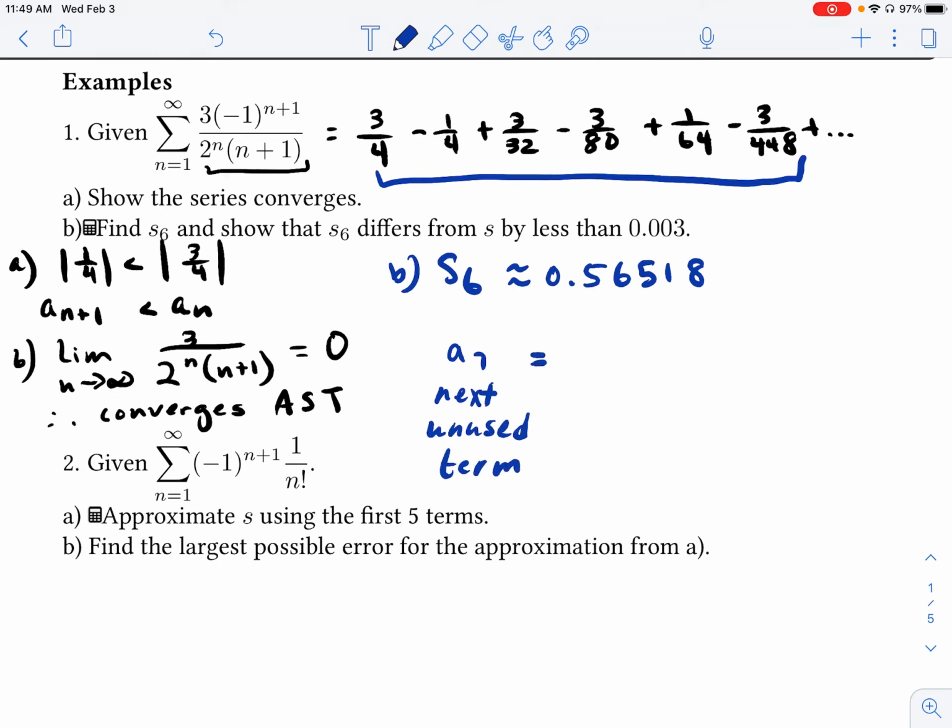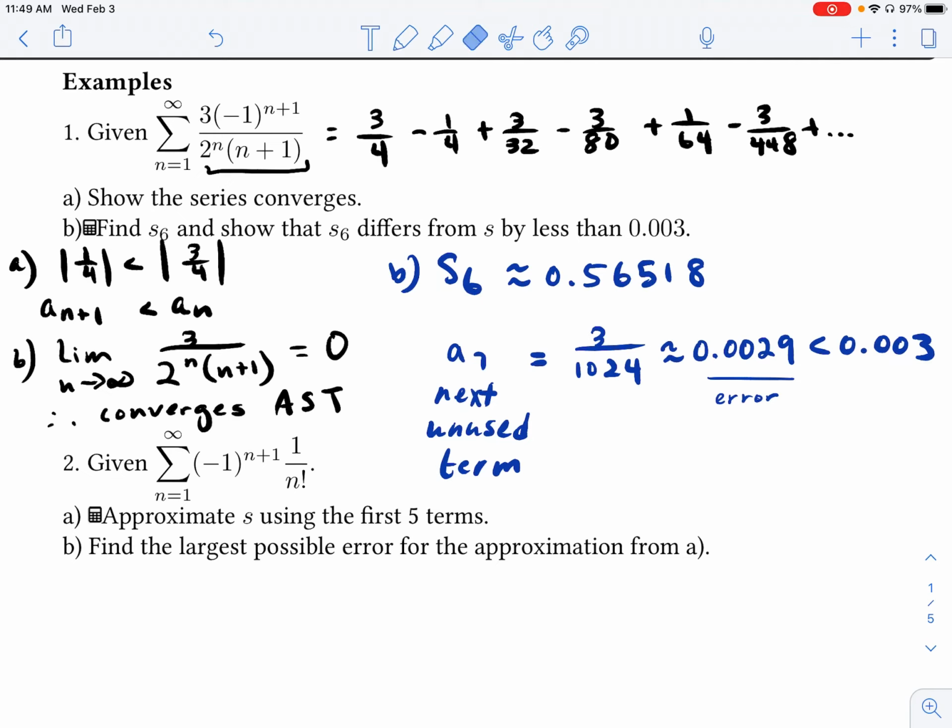Which is, well, if we go back to our series here, let's figure out what the next unused term would be. This would be 3 over 2 to the 7th times 7 plus 1, which comes out to 1024. And we see that this is approximately equal to 0.0029, and that just squeezes right under 0.003. So we can see that our partial sum is going to be differing from the actual sum of the series by 0.0029. This represents our error. This is how much we are off by. And we've shown that that error is indeed less than 0.003.